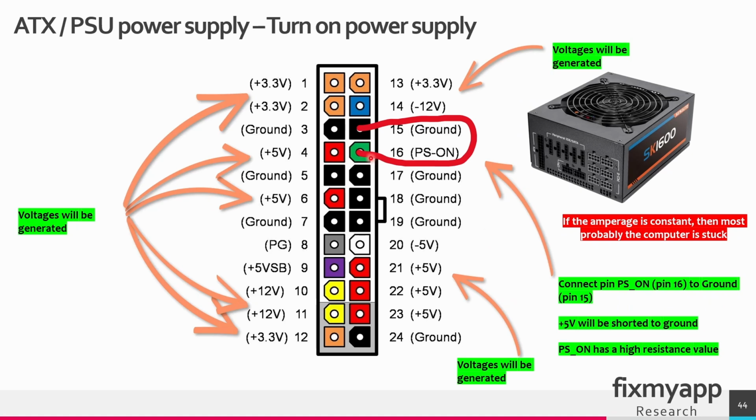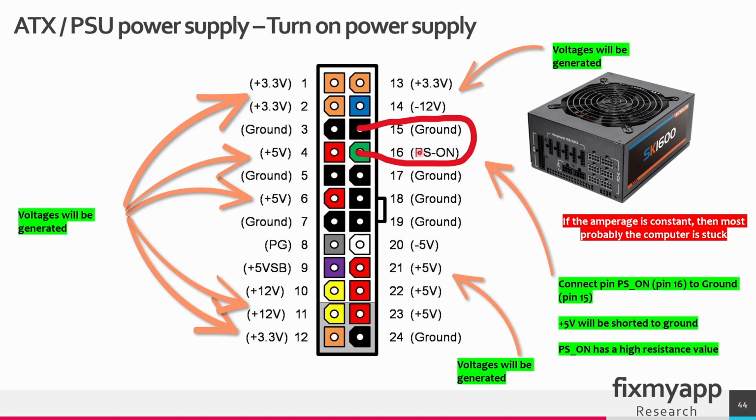If you want to see if the power supply generates all the voltages, there is a test that you can do. You can connect the PS on pin to ground with a paperclip or wire to check if the power supply turns on and works properly without being connected to the motherboard. So when you jump the PS on to ground, it will generate all those voltages.